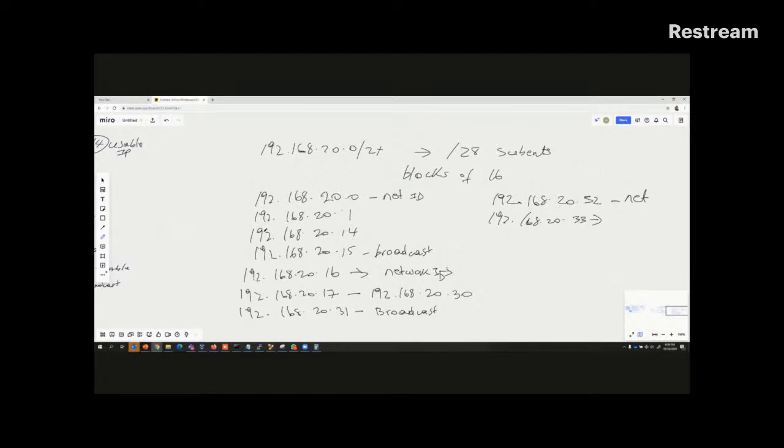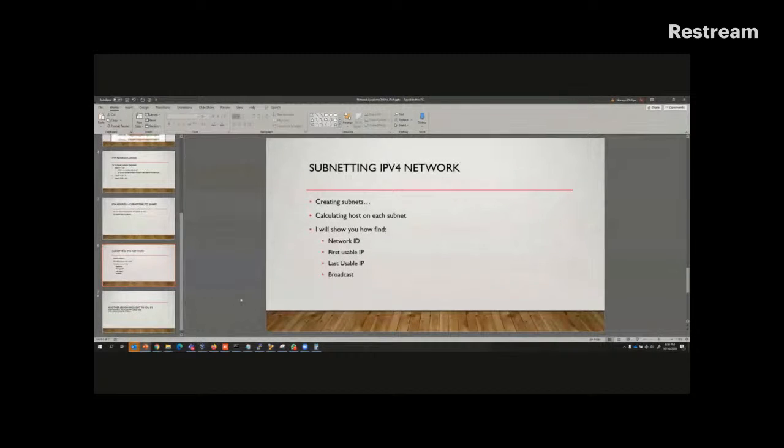We're counting, right? All we're doing is counting. And we're going to go all the way up to 46, which is the last usable. Then 192.168.20.47 would be the broadcast. And the new network would be 192.168.20.48. So that's how you calculate the first usable and the last usable. But you're only going to get good at this if you practice. You have to do a lot of practice.